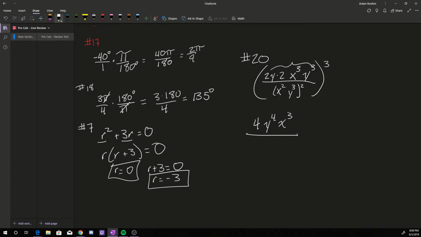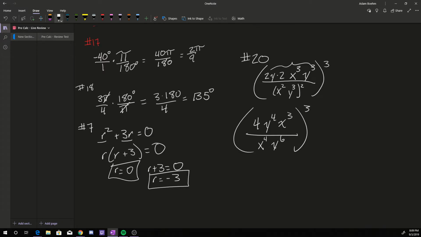On bottom, we have a power of a power. So x squared to the 2nd becomes x to the 4th, because when we have a power of a power, we're multiplying. So 2 times 2 is just 4. And then y to the 3rd squared is y to the 6th for the same reason. And we still have all that to the 3rd.